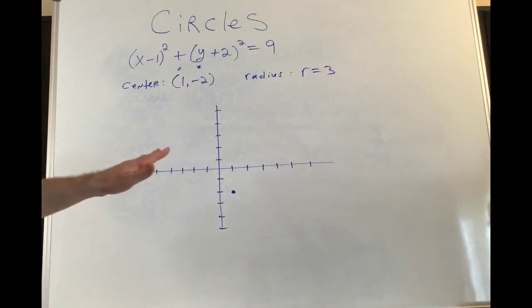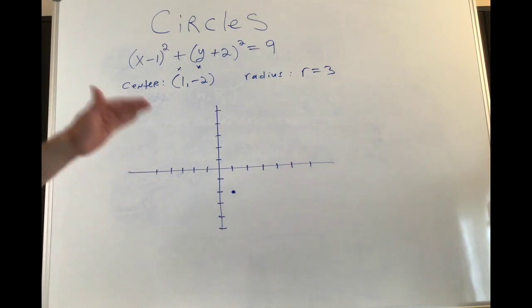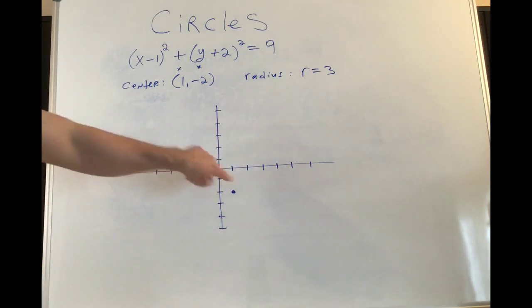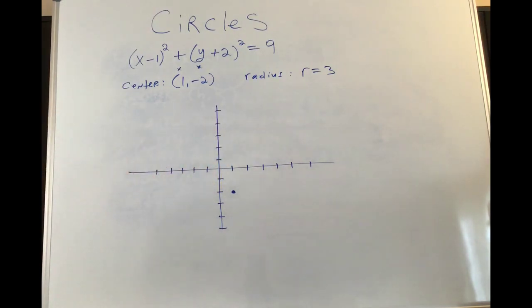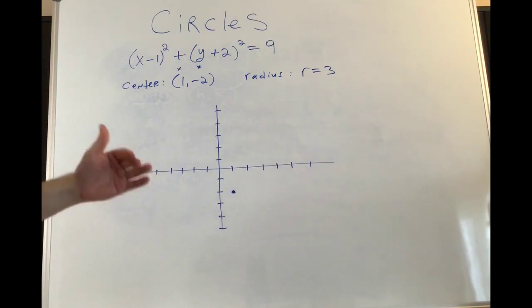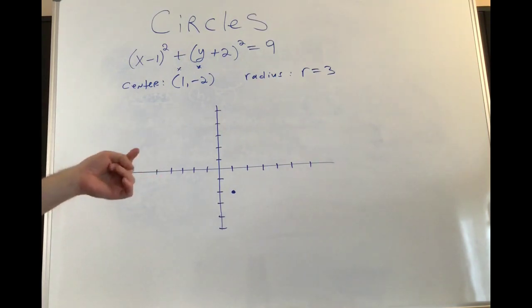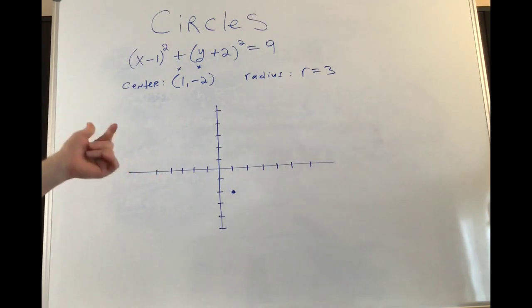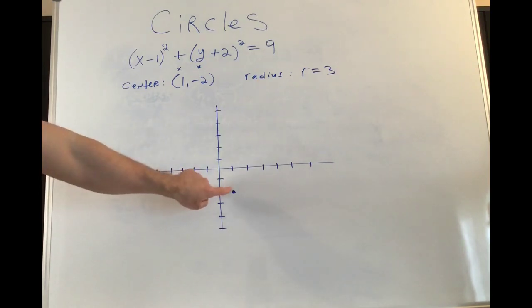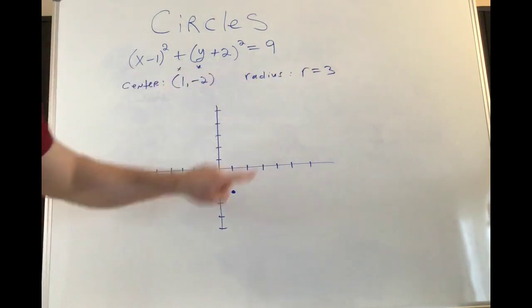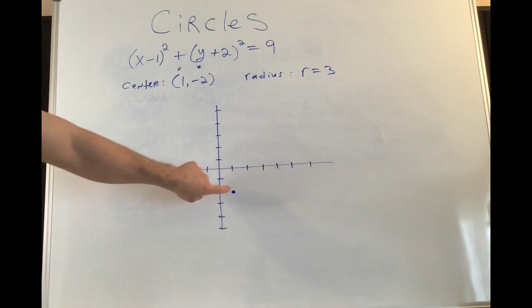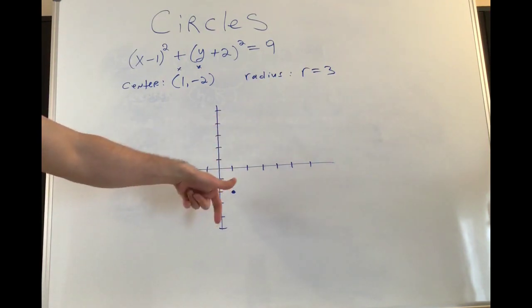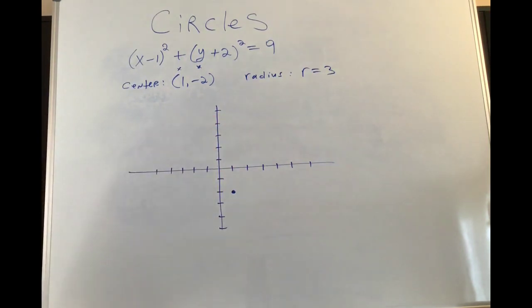Now, you can't get a distance of 3 on diagonals. You would never be able to do it. So all I need now is to just make 4 points and connect them with arcs and make myself a pretty circle. Whatever my radius is, I'm going to go up, down, left, right. I'm going to go up 3, down 3, left 3, right 3. And I'm going to do it with you.